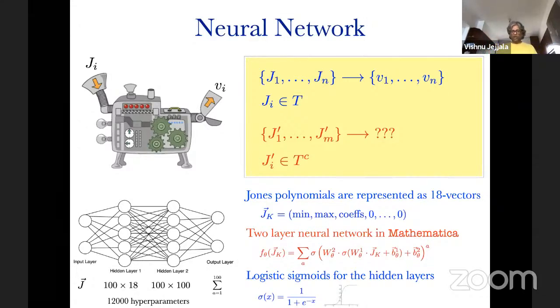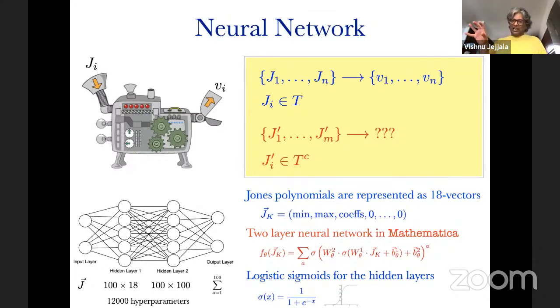And we use the logistic sigmoid, 1 over 1 plus e to the minus x, as a nonlinearity in the hidden layers. So this particular network we've constructed has 12,000 hyperparameters. And these hyperparameters are tuned in the training process.